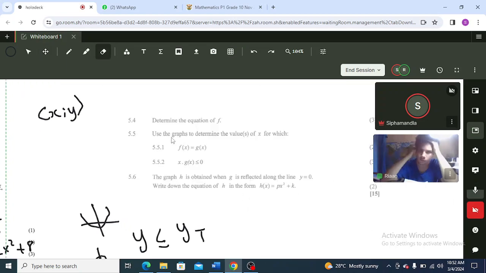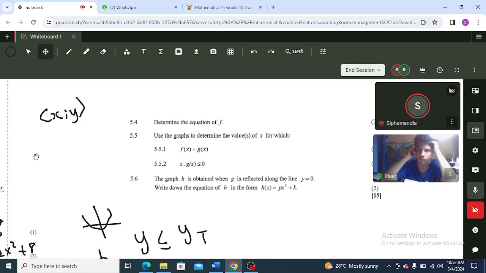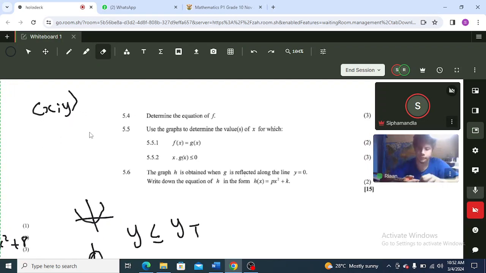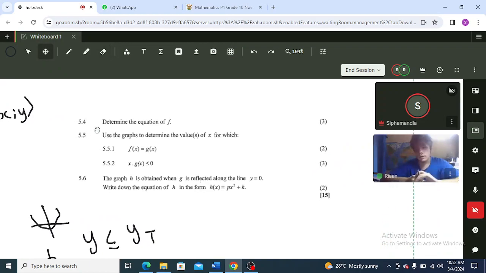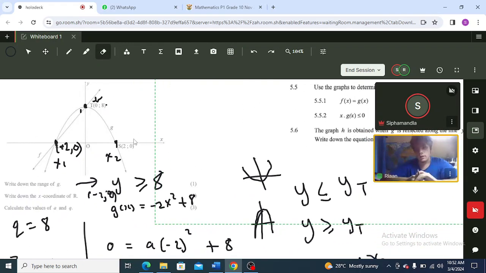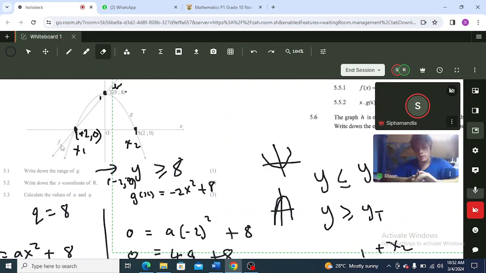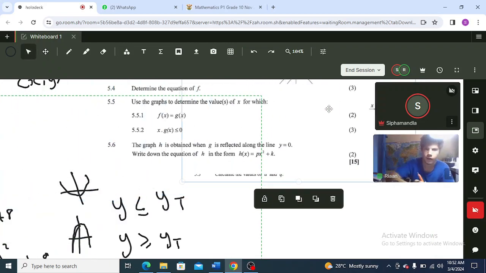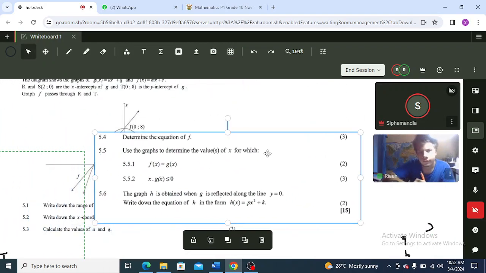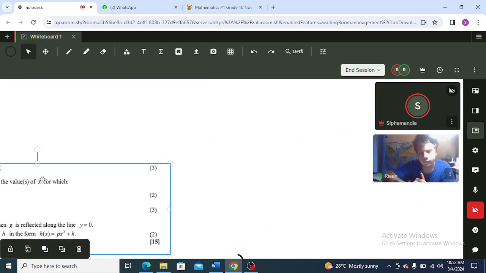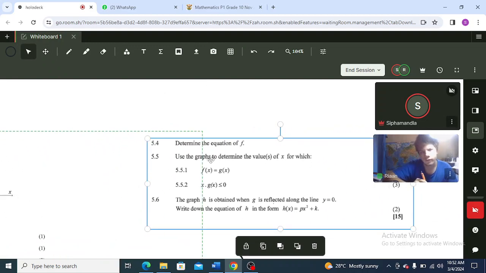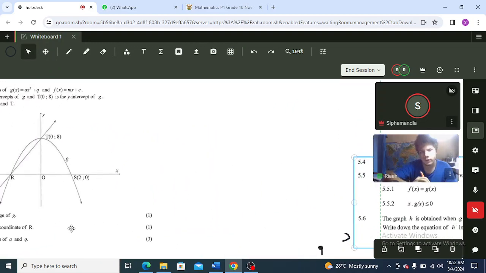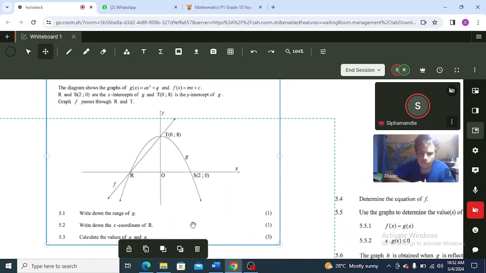Now let's look at this question. In 5.4, they are saying determine the equation of f of x, right? Since this is the quadratic function and you already did the hard part, let me take this to the side on a clean page.